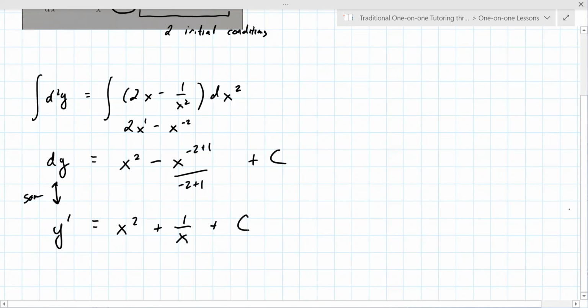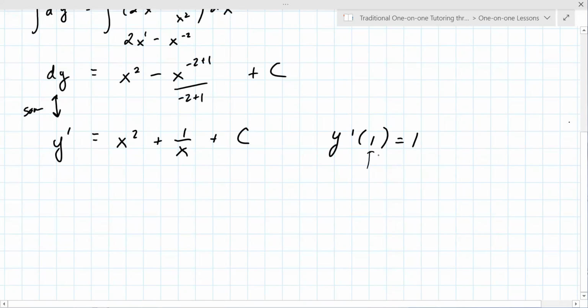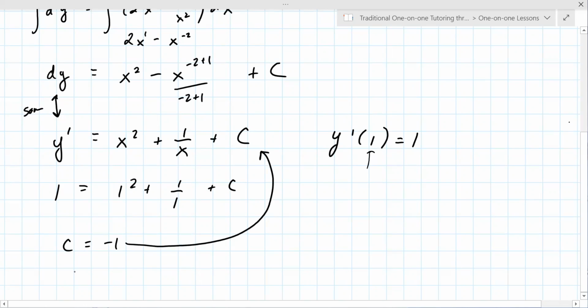And then you want to use your first initial condition. It says y prime of 1 equals 1. You have to use it here. You don't wait till the end. It'll be much harder. You'll have to take a derivative, and you'll wish you had done it in this step. So this number inside here is x. That's y prime. So 1 equals 1 squared plus 1 over 1 plus c. So it looks like c equals -1. And that goes back into this line here: y prime equals x squared plus 1 over x minus 1.